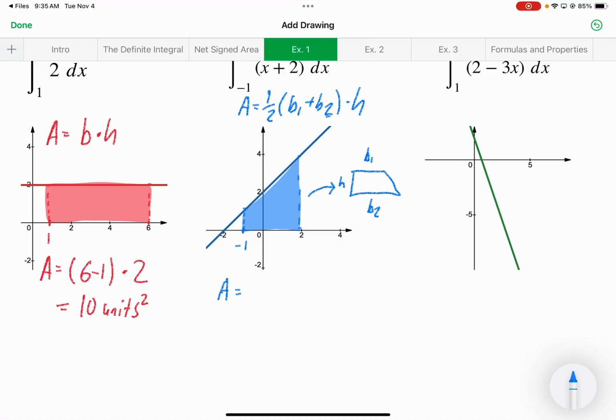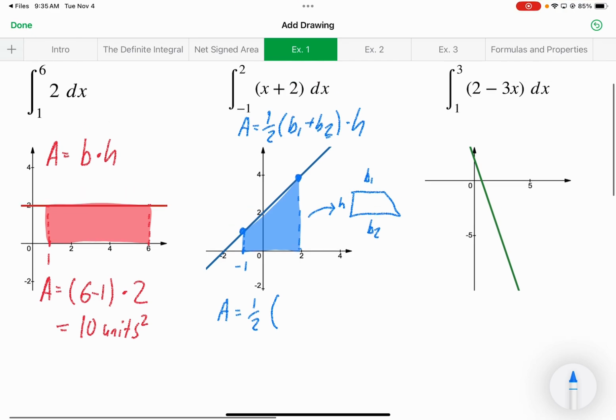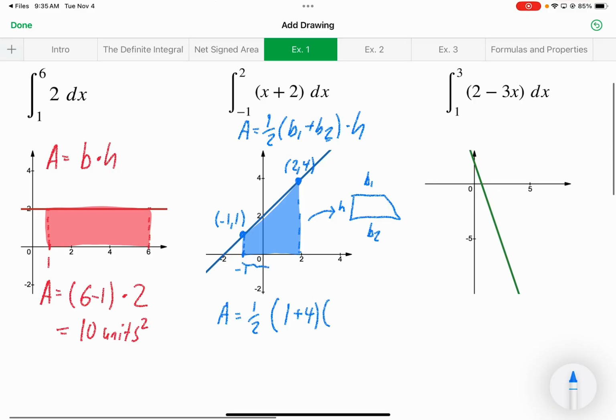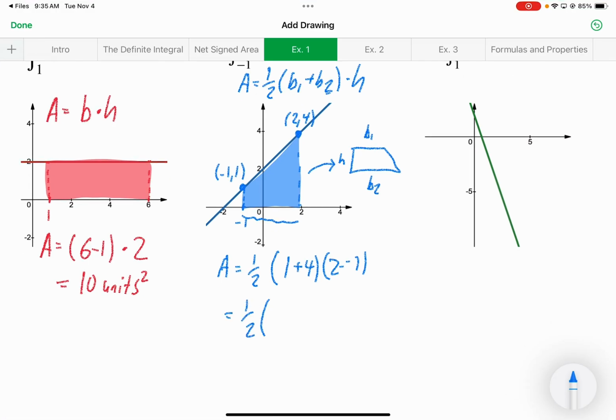All right, so then I would do base 1 plus base 2. So we need to find the height at this value and then the height at that value. If I plug in -1 to my function, I get that that height is 1. And if I plug in 2 into my function, I get that that height is 4. So that represents my base 1 and base 2. So then I would have 1 plus 4. And then the height of my trapezoid itself is the difference in my x values here, so 2 minus -1. So 1/2 times 5 times 3 gives me 15 over 2 units squared.